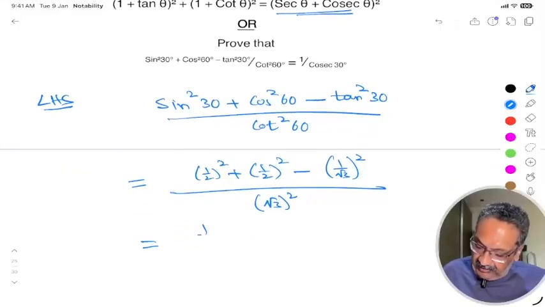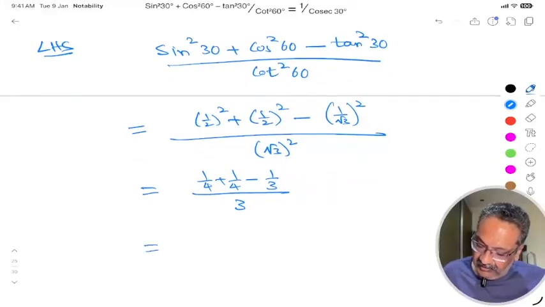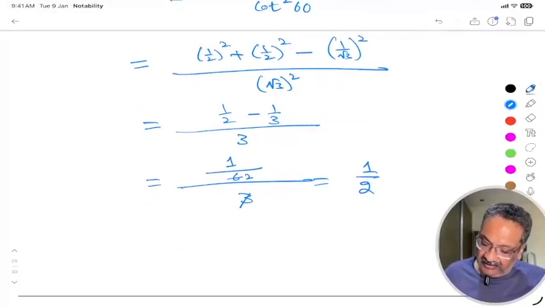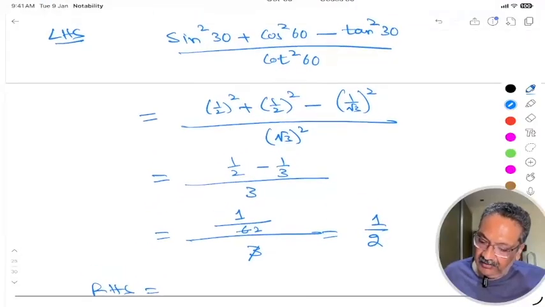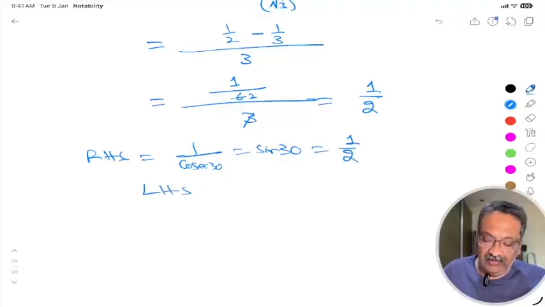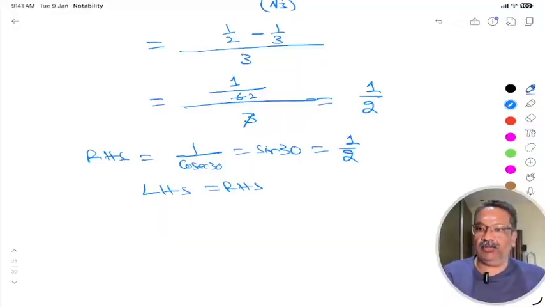Alright, so we get this as 1 by 4 plus 1 by 4 minus 1 by 3 divided by 3. Okay, so here the LCM: 1 by 4 plus 1 by 4 is, I will take it as 1 by 2, so LCM is 6, so I get 3 minus 2 is 1 by 6, 3 1s are 3, 2 2s are, which is equal to 1 by 2. Alright, now RHS is equal to 1 by cosecant 30. 1 by cosecant 30 is nothing but sin 30, which is equal to half. So we have LHS is equal to RHS, hence proved.